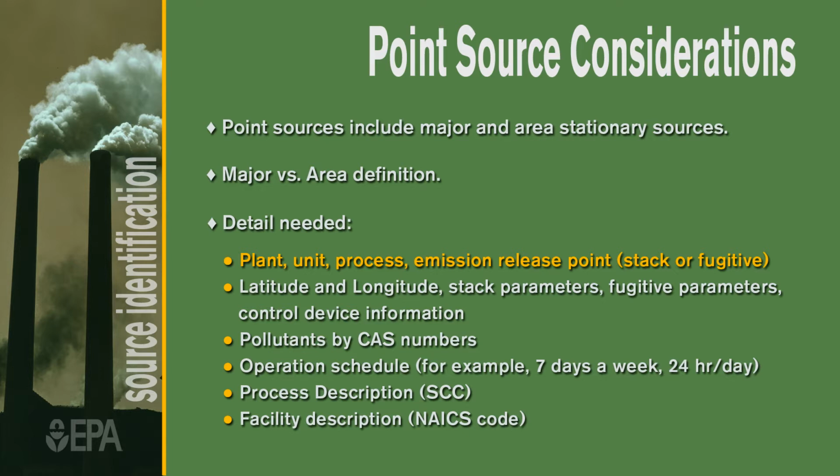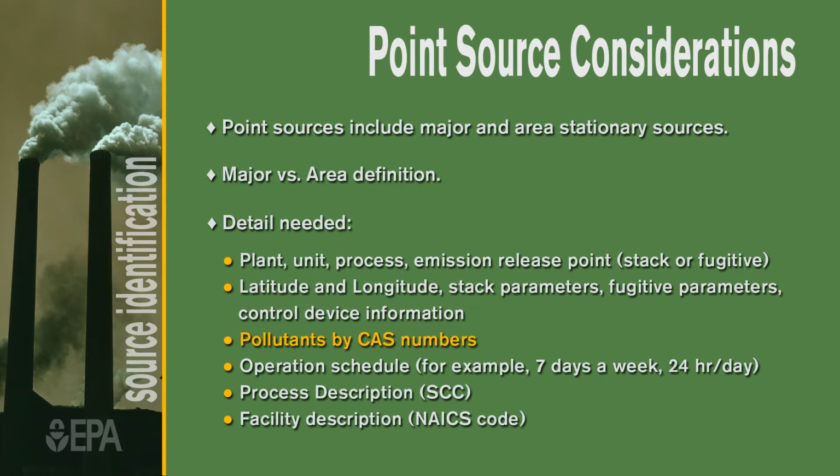What other information do we need to know for our modeling? We need to know the specific latitude and longitude of each release point. It's not good enough just to give us a facility latitude or longitude, and we need that to the 5th decimal place. We need stack parameter information, so we need to know stack height, diameter, exit gas temperature, velocity, and flow rate. If it is a fugitive release, we need to know the area of the fugitive release. We need to know the length, the width, and the angle. We need information on control devices. And then we need emissions by pollutants.